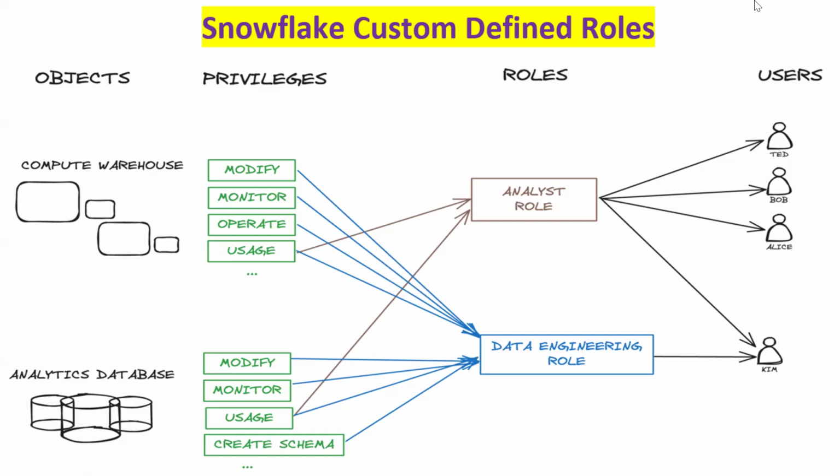For example, see this analyst role. This analyst role is having usage on this warehouse and also usage on the database. Can you see that arrow, all of you? These three people are having access to the analyst role. So these three people can use this warehouse, and since this role has this usage access, they can also access this database.